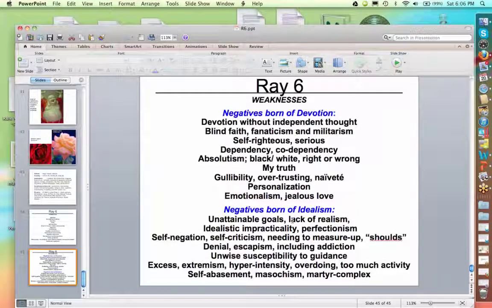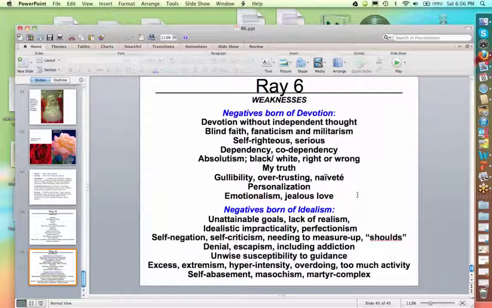These are some of the negatives that are born of idealism: unattainable goals, totally unrealistic, impractical, or the perfectionism. They drive themselves crazy because it's hard to live up to that perfectionism. So therefore they self-negate, they self-criticize, they have this need to measure up. It's the shoulds that I talked about earlier. This is where you have denial or escapism, and that's why alcoholism or escapism via drugs or any kind of escapism is included in this kind of addiction that we refer to here.